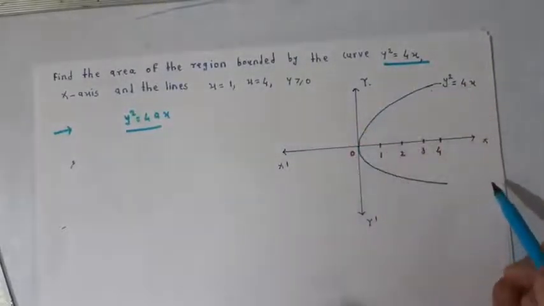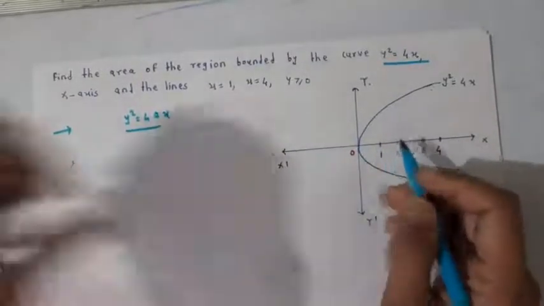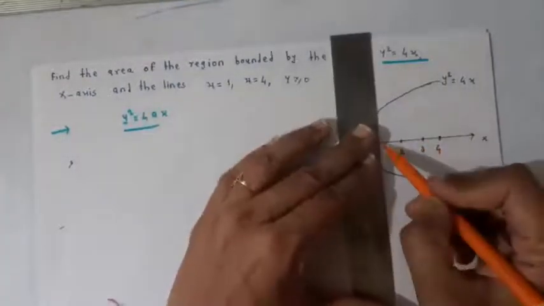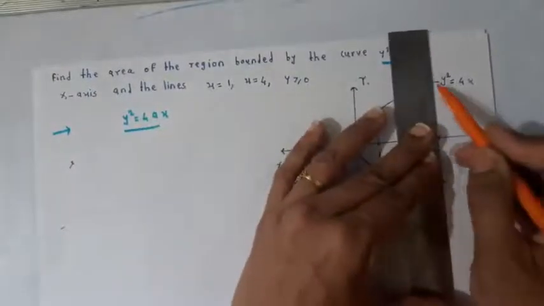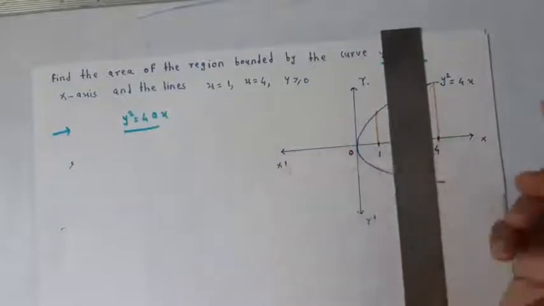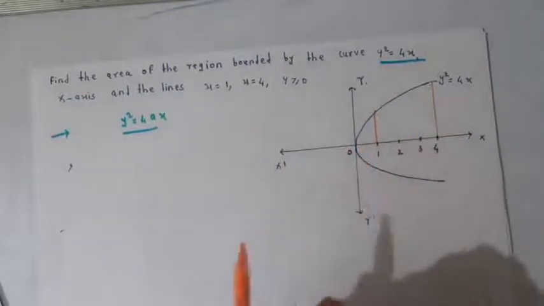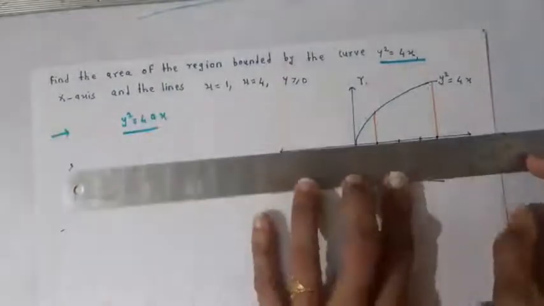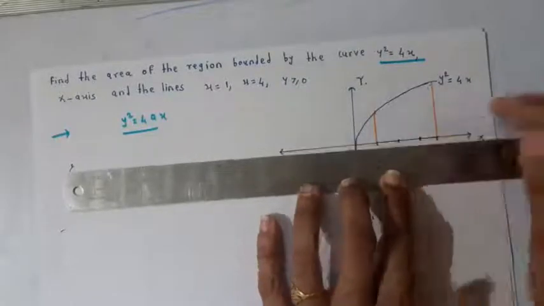So the curve is y square equal to 4x, this is the curve, the x-axis and the lines. Which are the lines? The lines are x equal to 1 and x equal to 4. Suppose this is the line x equal to 1 and this is x equal to 4. Students, x-axis means this line also. We have to find the area under the curve.